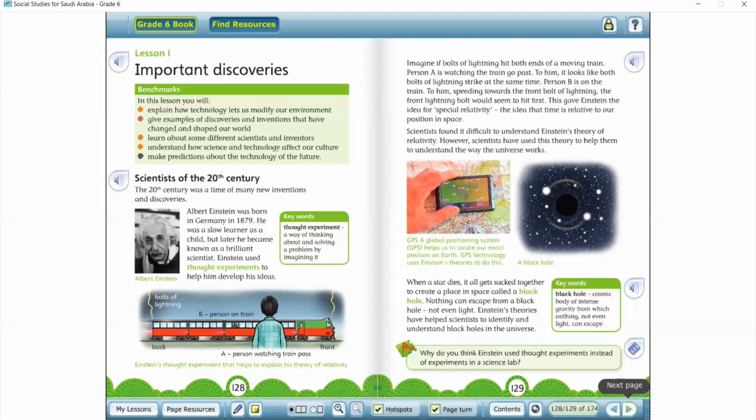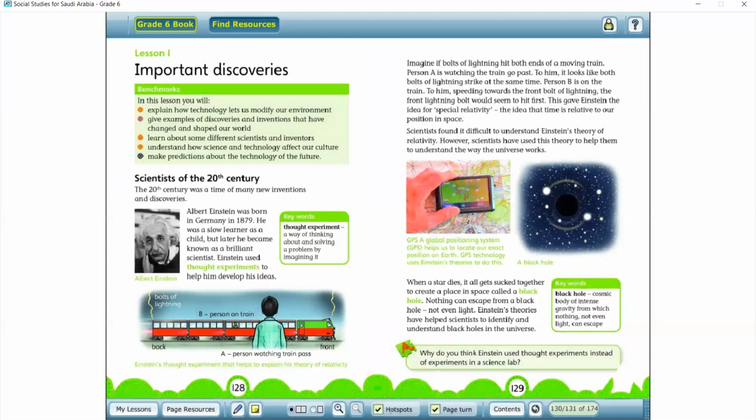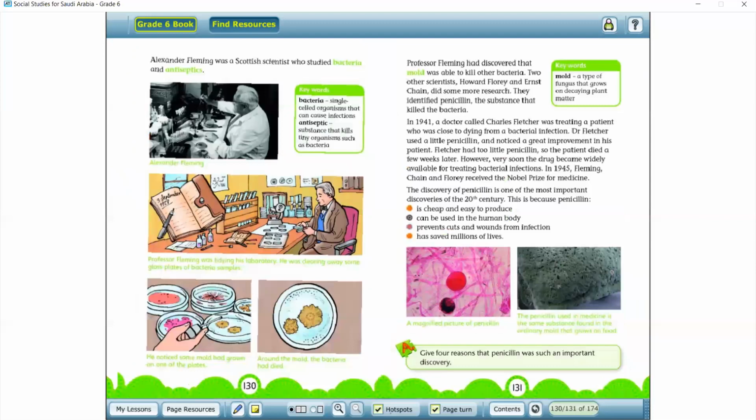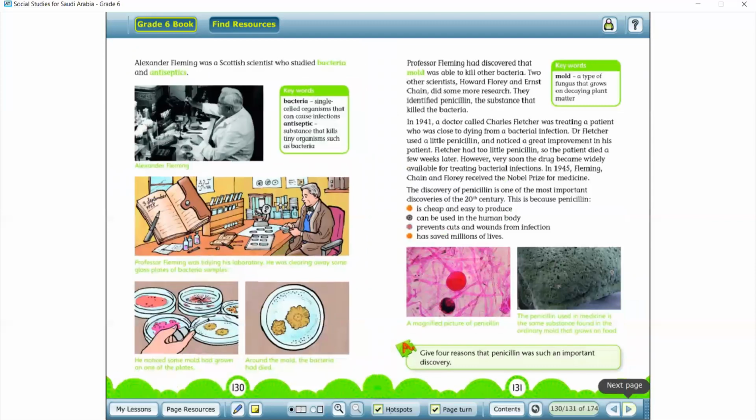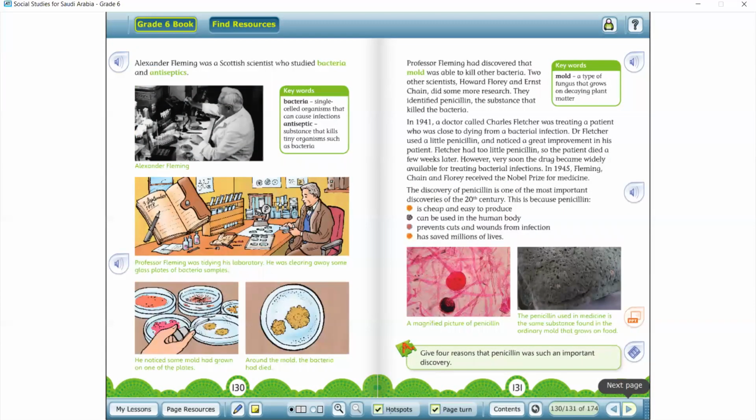Let's see what the next page, 130, has. We're almost done. On 130, it's a continuation of the lesson, and they're showing you another person called Alexander Fleming. Alexander Fleming was a Scottish scientist. Now, remember we said Einstein was from Germany. Then this one is from Scotland, a Scottish scientist who studied bacteria and antiseptics.